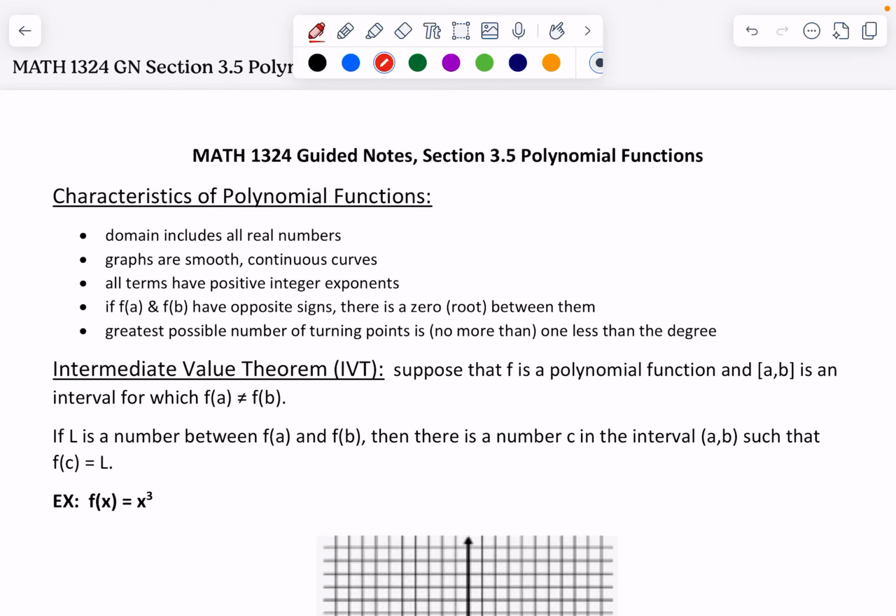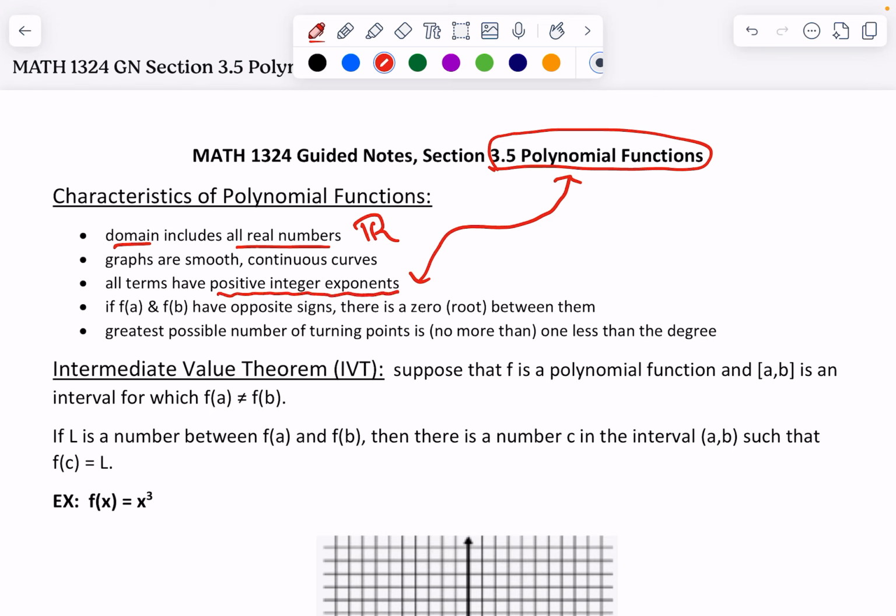Hello. In this lesson, we're going to be talking about polynomial functions. So first, we're going to define a few characteristics of polynomial functions. The domain includes all real numbers, so it goes from negative infinity to infinity, all of them. The graphs are smooth and continuous, so they look something like this, for example. And all terms have positive integer exponents.